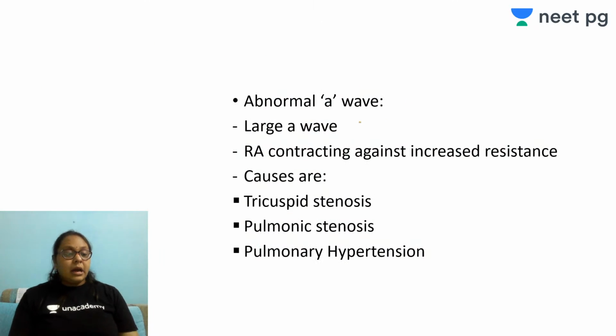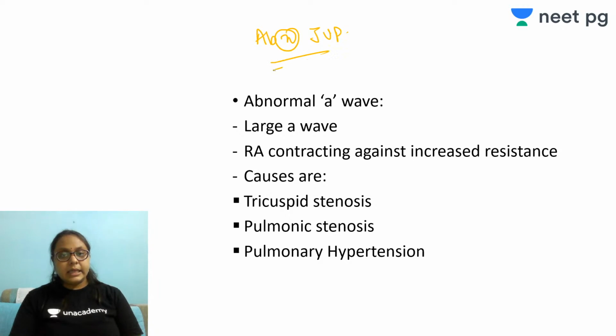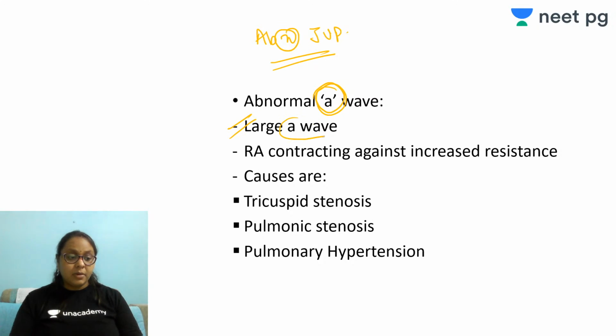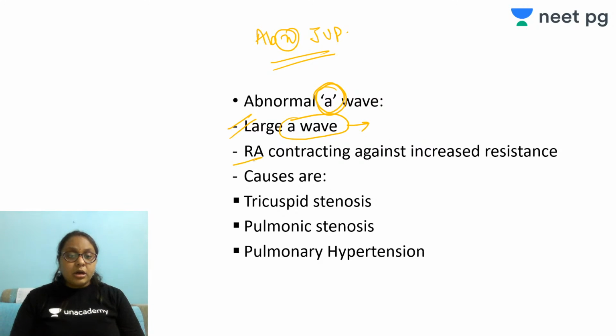Now, coming to different abnormal forms of JVP, abnormal JVP waveforms. Okay, that was the normal. Now, why is there an A wave? A wave is because of the atrial contraction. So, large A wave का मतलब क्या हुआ? That means the right atria का pressure बहुत ज़्यादा increase हो रहा है. So it can occur because the right atria is contracting against an increased resistance.